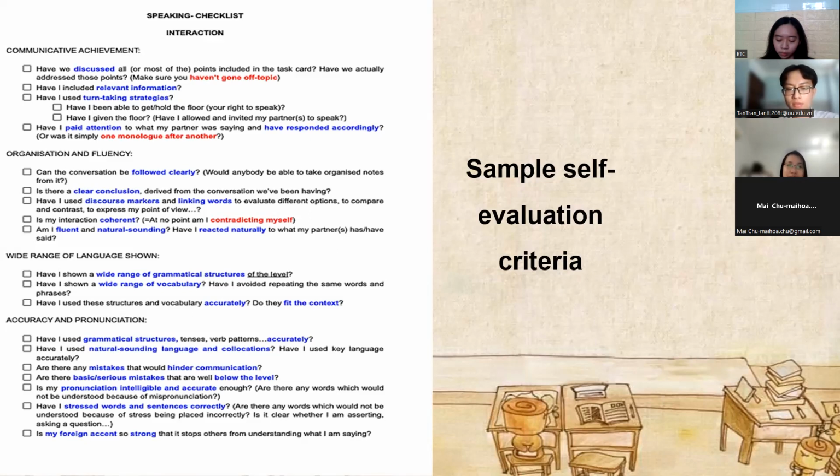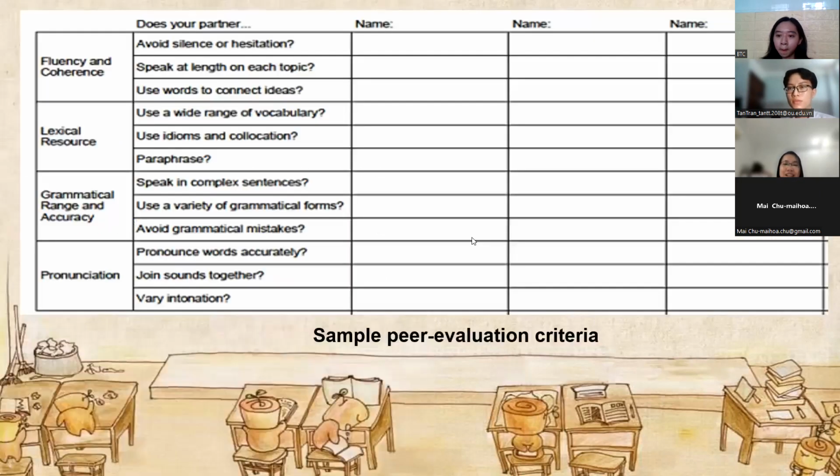Communicative achievement, organization, fluency, wide range of language shown, accuracy and pronunciation. So this one is the self checklist, and we focus on four areas like this. And then the next one is the sample peer evaluation criteria. Students will do evaluation for each other, and this one will be applied in the next part, in the learning station session.